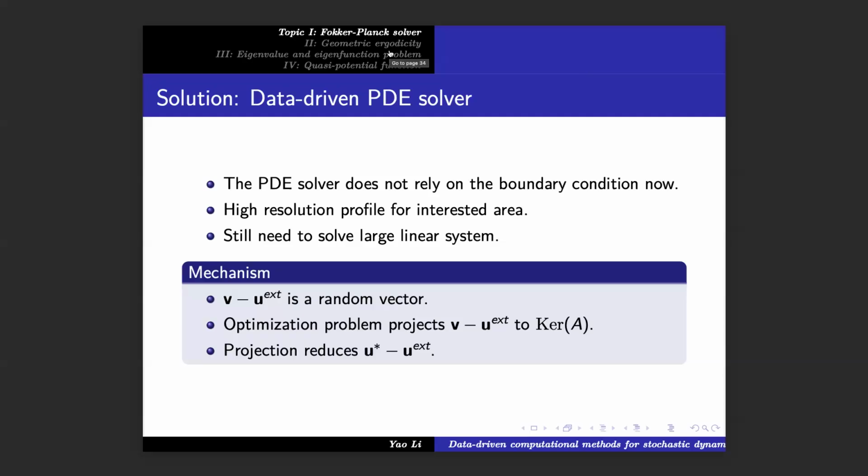Okay. So the question then, what is the mechanism? Why does it make the solution dramatically better? So the answer is that you have the Monte Carlo simulation. It has lots of randomness. So which means the error is basically a random vector. And then what does the optimization problem do? Well, it actually projects this random vector from very high dimensional space to the kernel space of your linear constraint, which has much lower dimension.